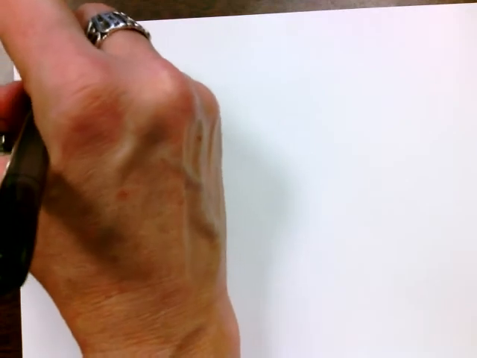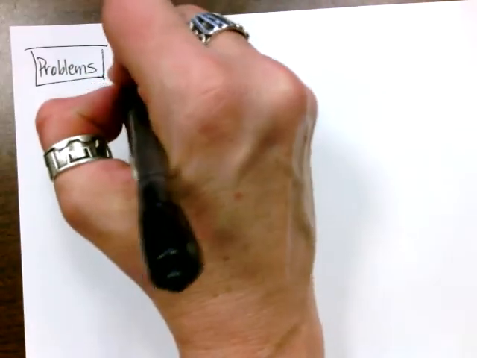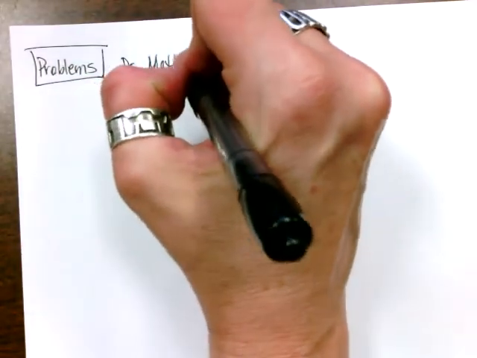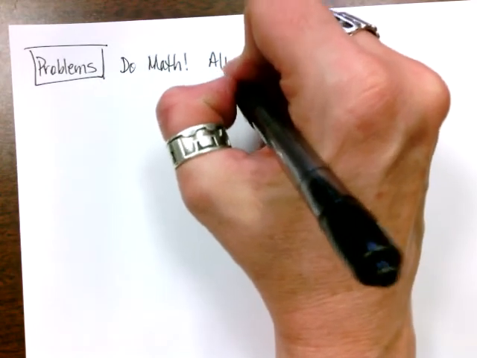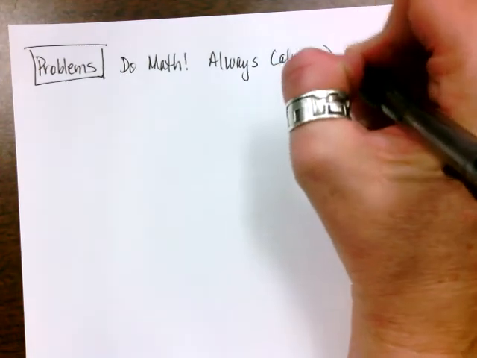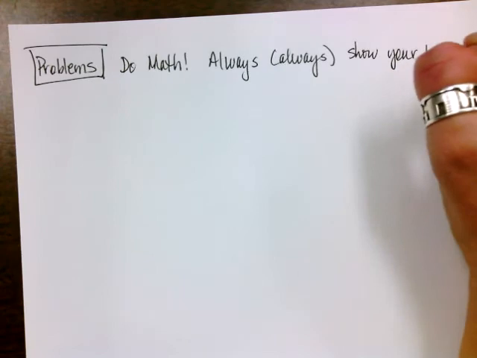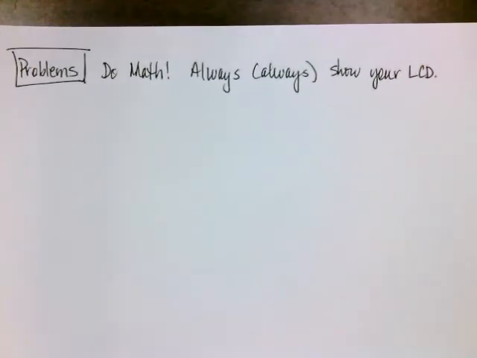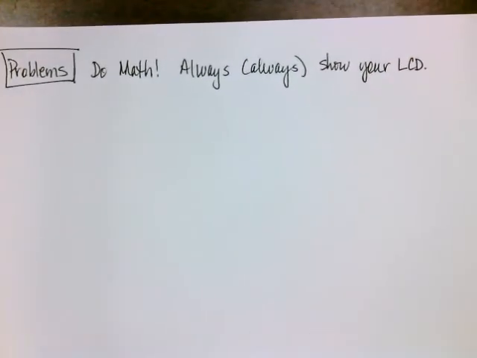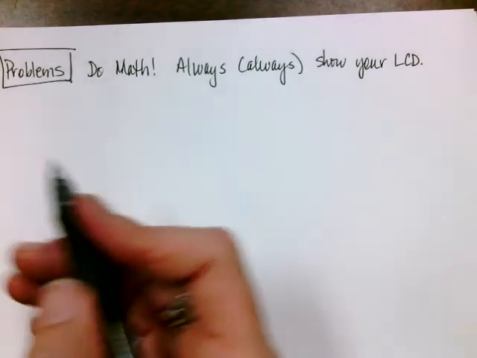All right, so let me give you your problems. Okay, I think you have only 3 of them because they take a little while. And the directions say do math, and then always show your LCD. So even for those of you that don't like to write, if you write down that LCD, A, you're going to get points for it on a quiz or an exam, and B, it helps you make fewer mistakes in your math.